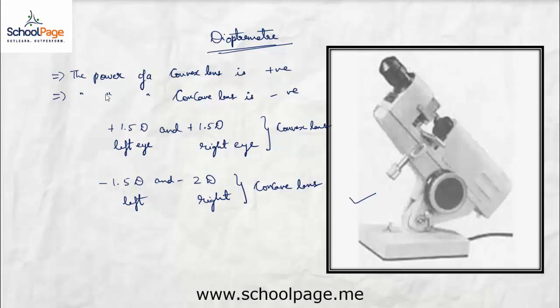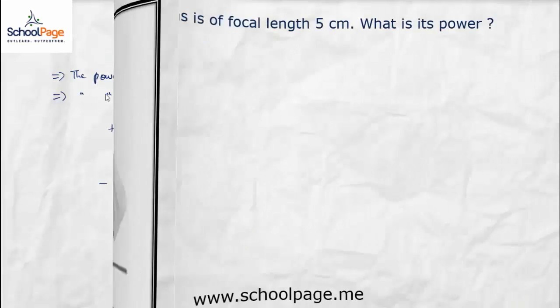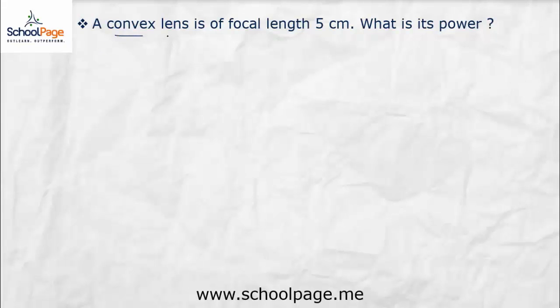Let us solve a few numerical problems to understand the power of a lens. In this question, a convex lens is of focal length 5 cm. What is its power? Focal length is given, we have to find out the power. So let's note down what is given in the question. Focal length is given as 5 cm.